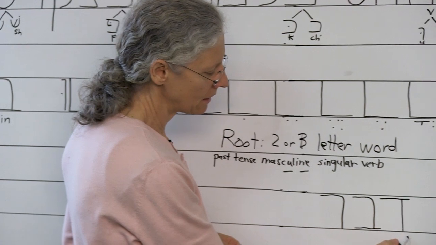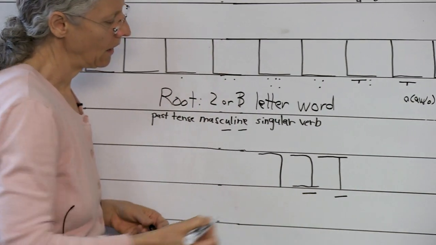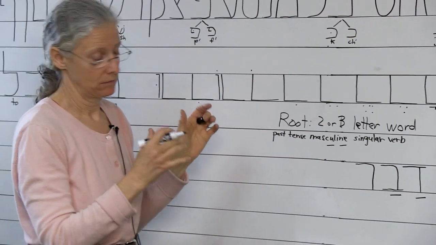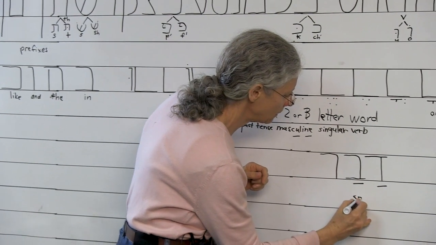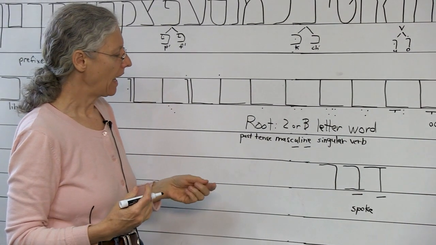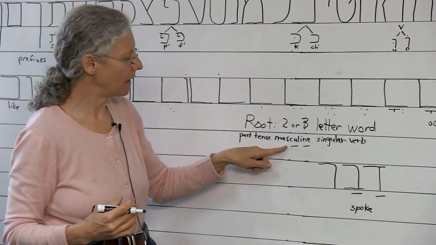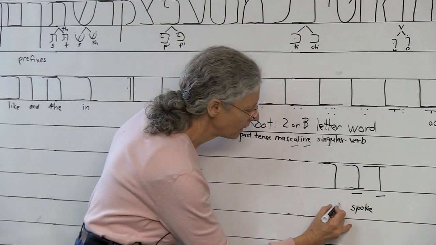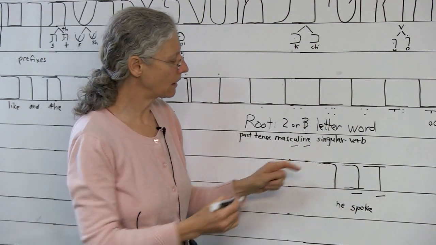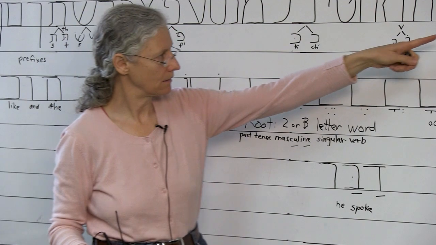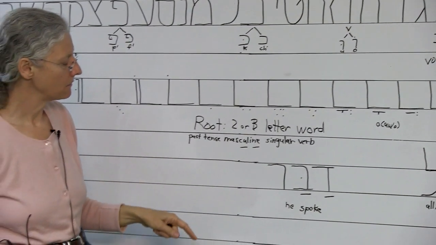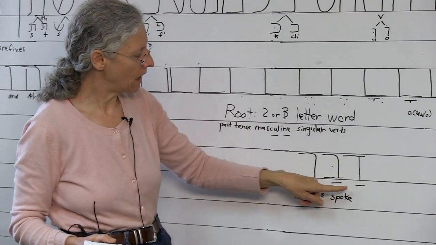So this would be pronounced dabar, and this word means spoke. Okay, so we're going to use spoke, in the past tense, like a spoken word. When used as the past tense masculine singular verb, it's he spoke. And the way we pronounce it is dabar. We use the dagesh form because that's the way we're pronouncing the beit. And we say the root is dabar.